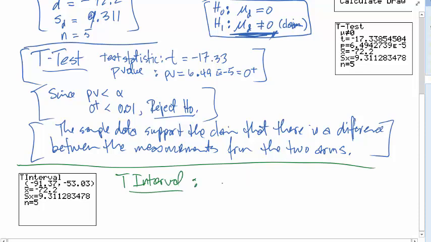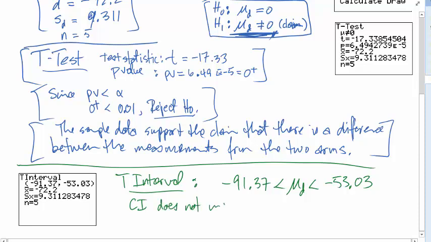And then the result was negative 91.37, less than mu sub d, which is our parameter now. We're looking for the difference between the means. And then the upper is negative 53.03. So here, the confidence interval does not include 0, so there is a significant difference.